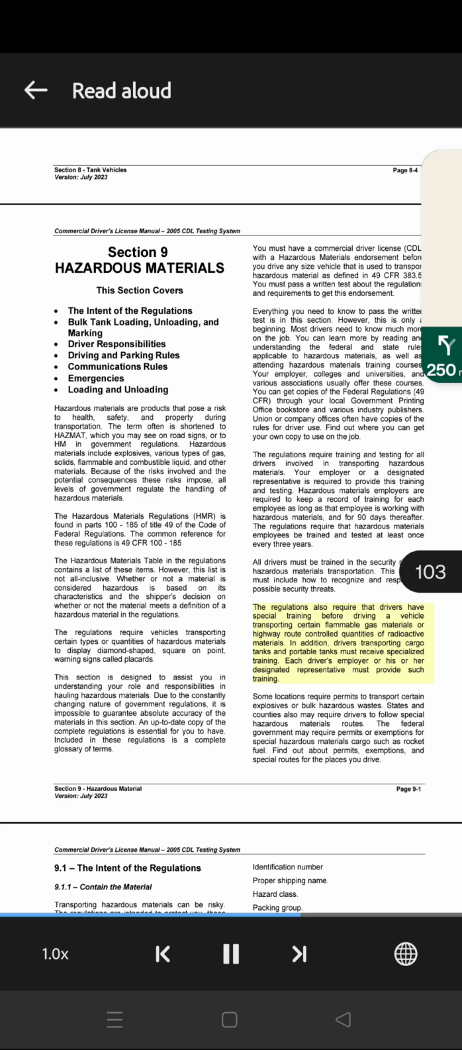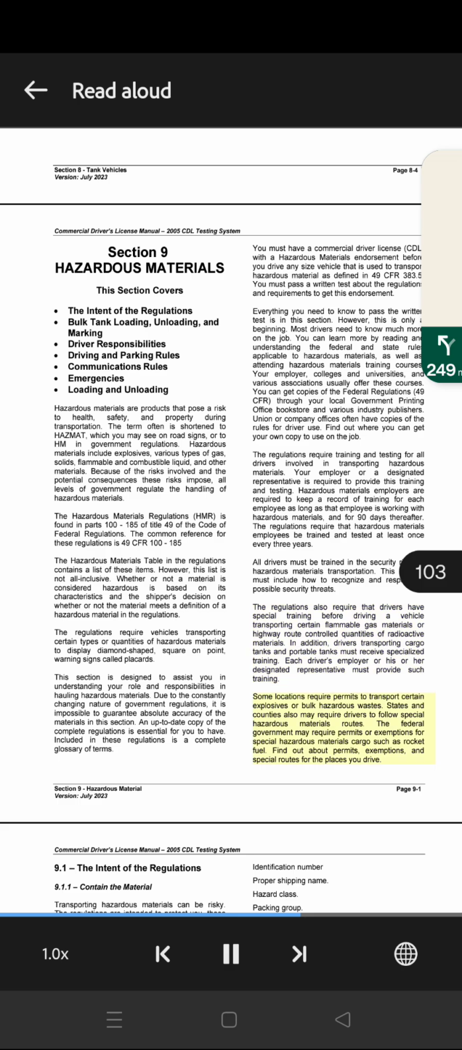The regulations also require that drivers have special training before driving a vehicle transporting certain flammable gas materials or highway route-controlled quantities of radioactive materials. In addition, drivers transporting cargo tanks and portable tanks must receive specialized training. Each driver's employer or his or her designated representative must provide such training.